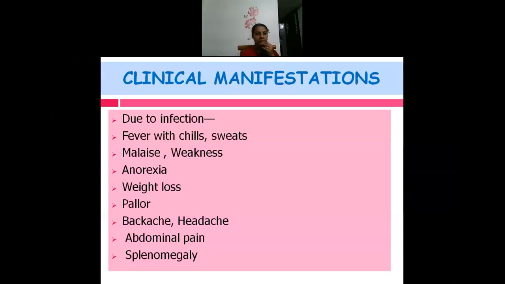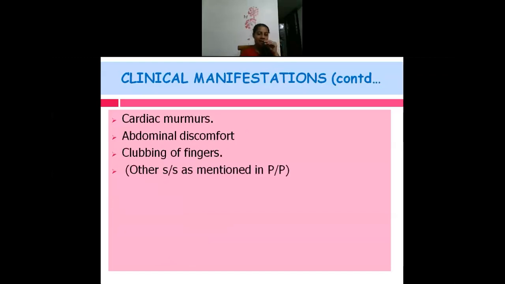As I told, since it is an infection and inflammation of the heart, most of the time the patient will complain of fever with chills. They may have sweating, body weakness, fatigue, then loss of appetite or anorexia. Because of that, weight loss is very common. Then pallor may be there in the skin. They can also complain of backache or headache, abdominal pain, splenomegaly, that is enlarged spleen. Because of the increased turbulence of blood flow, they can also have a heart murmur. And because of chronic hypoxemia, there can be clubbing of fingers, which is already explained.